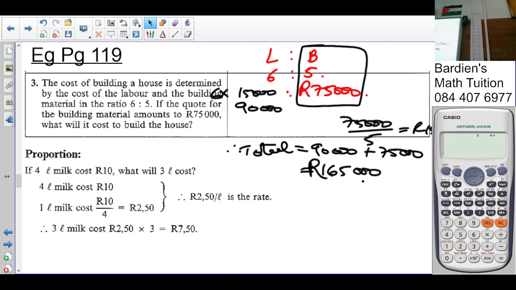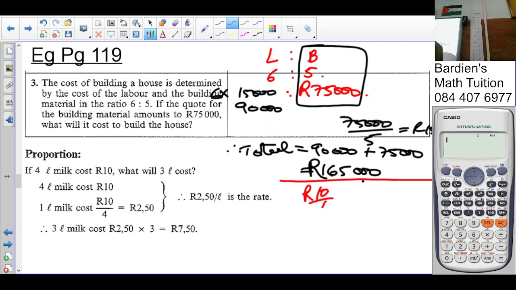Alright, here's the next note quickly before we go. We have a few minutes left. We are told in proportion. The proportion note is, if 4 liters of milk costs 10 rand, what will 3 liters cost? So what we do is we say, okay, we have 4 liters for 10 rand. So you say 10 divided by 4 gives us, 10 rand for 4 liters. So 10 divided by 4 is?